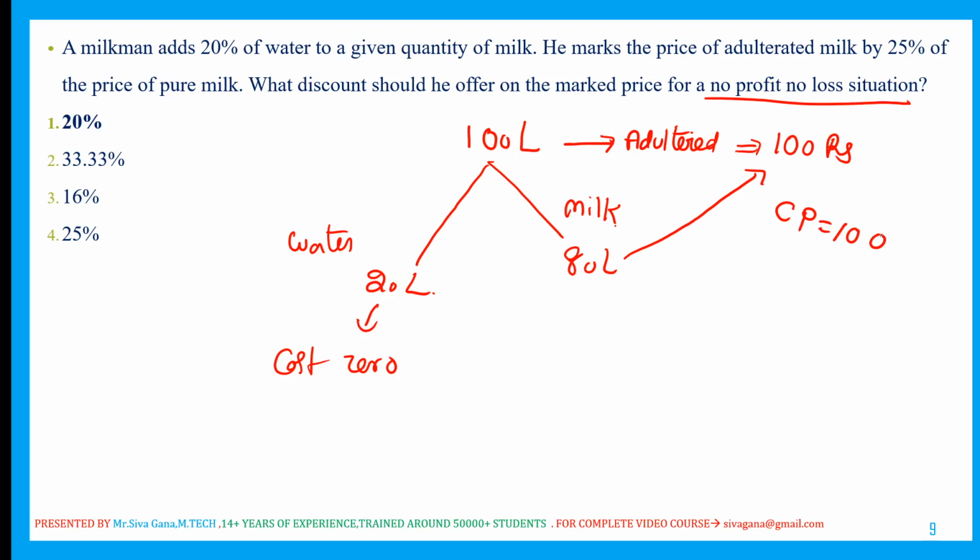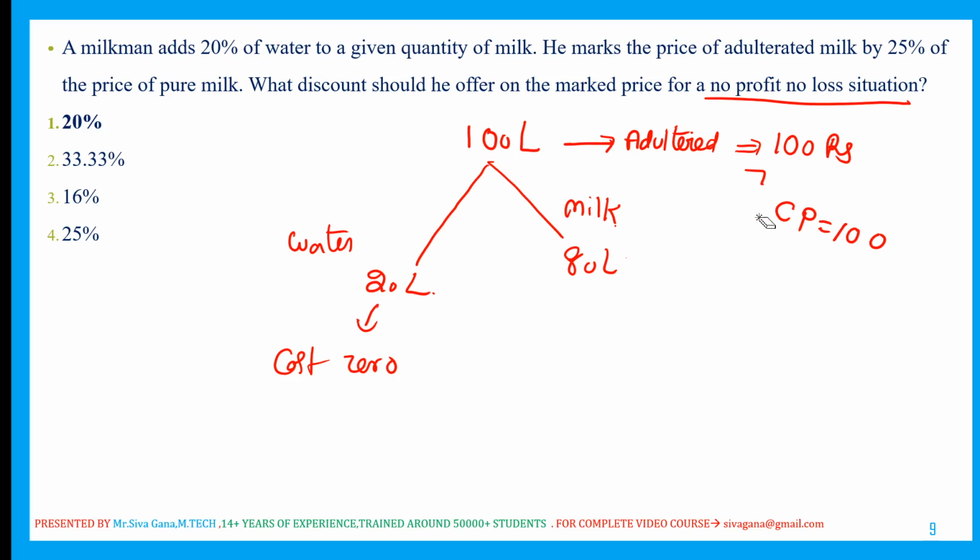Okay. Now what happens? He marks the price of the adulterated milk by 25% of the price of the pure milk. Just understand in a proper way. 25% price of the pure milk. That's okay.